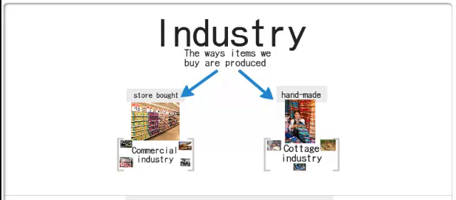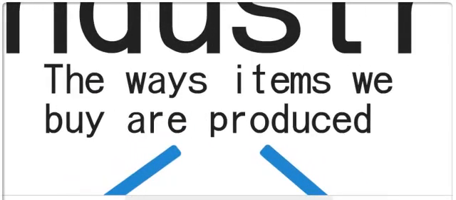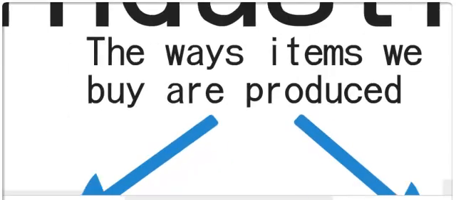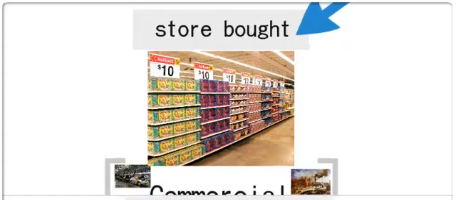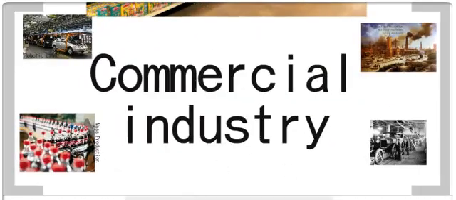We're talking about industry in this tutorial. In the context of this tutorial, we're going to talk about industry as being the ways items we buy are produced. Now we know that there are two basic ways to buy things. You go to the store and you buy some stuff, right? Go to Walmart, it's packed with stuff, all there. Now, those things are all produced through commercial industry.